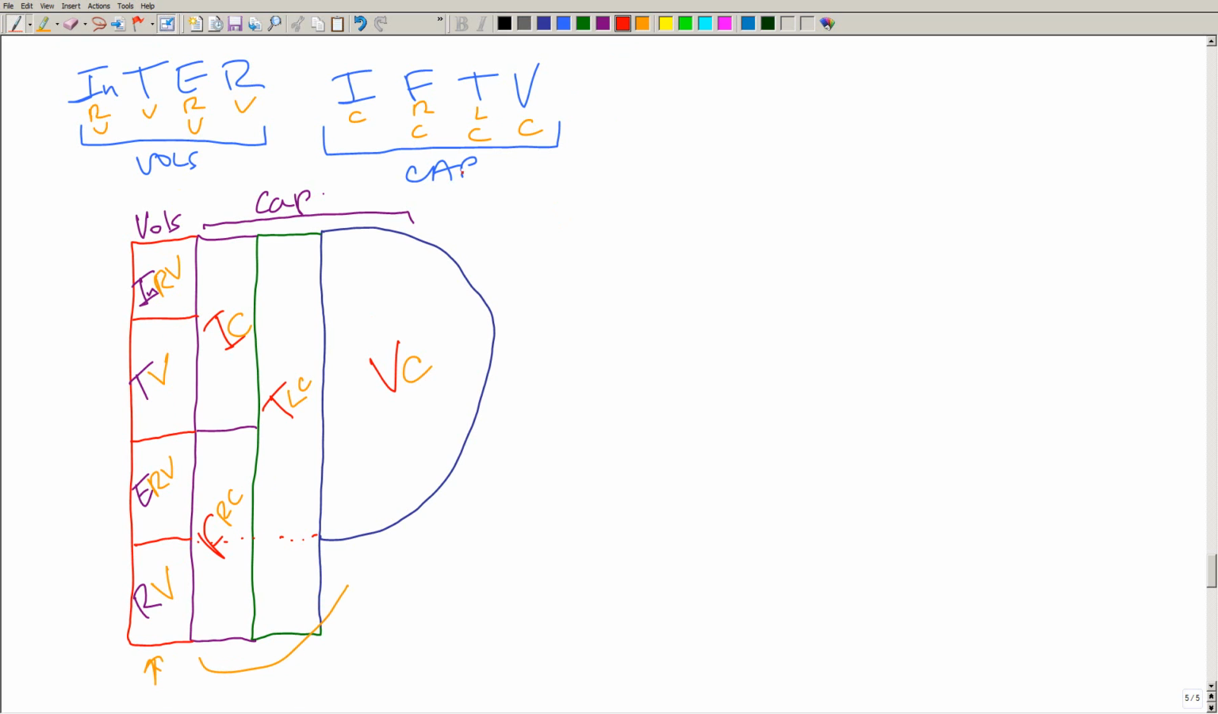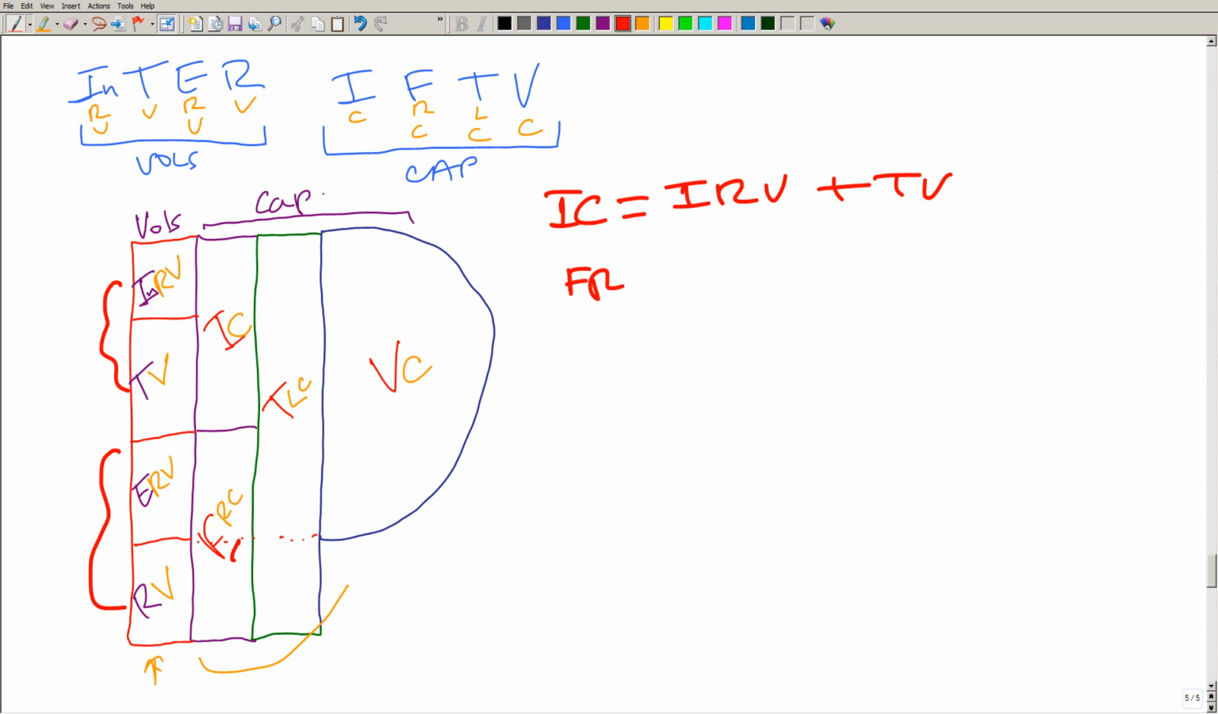As you can see, for example, the inspiratory capacity is when you add the inspiratory reserve volume plus the tidal volume. The functional residual capacity is when you put together the expiratory reserve volume plus the residual volume.